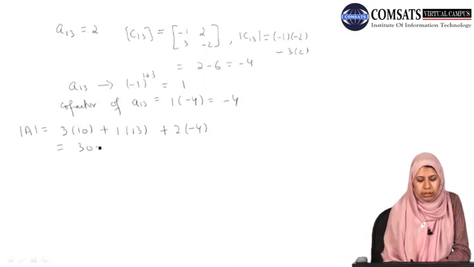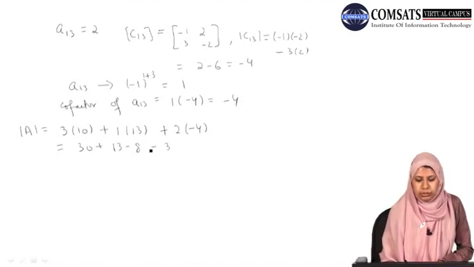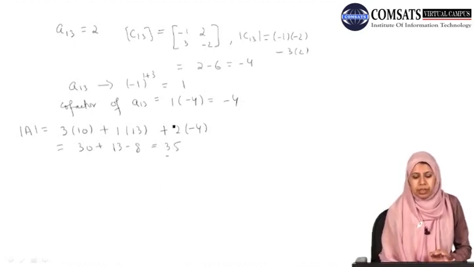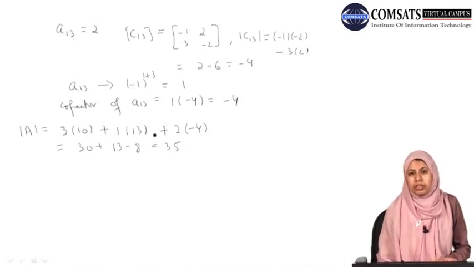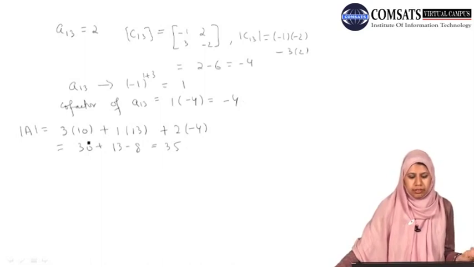We will obtain 30 plus 13 minus 8, which is equal to 35. So this is the determinant, the real valued number associated with our given matrix A of order 3 by 3. Let us revise what we have done so far.